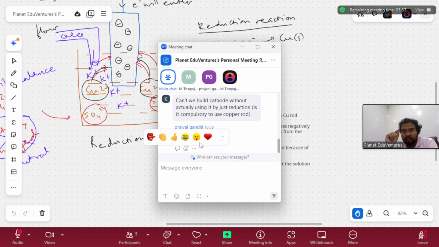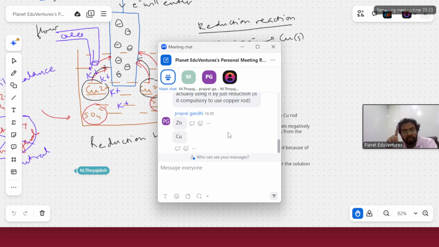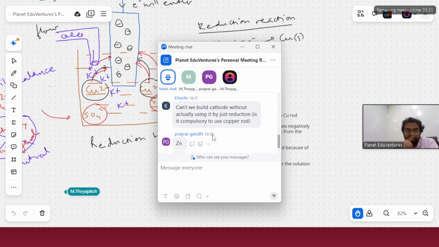More reactive. Correct. The one which is more reactive will easily lose electrons. So if zinc loses electrons easily, then who will be the one who will gain electrons? Copper. Zinc will lose electrons, copper will gain electrons. So zinc will become the oxidation half cell because there is a loss of electrons. Copper will become the reduction half cell because there is a gain of electrons.